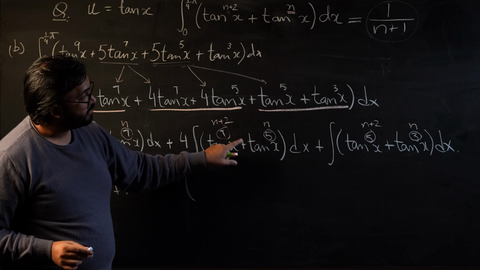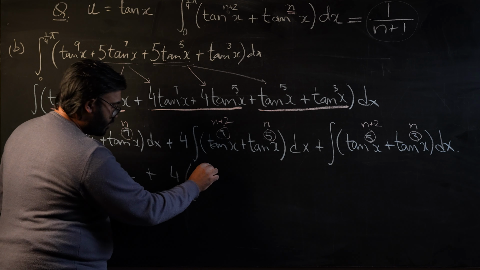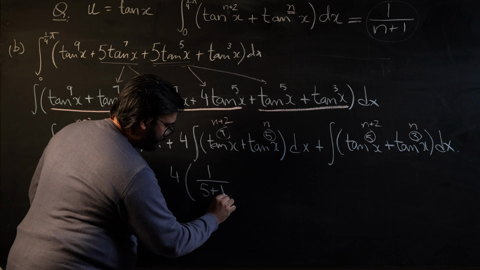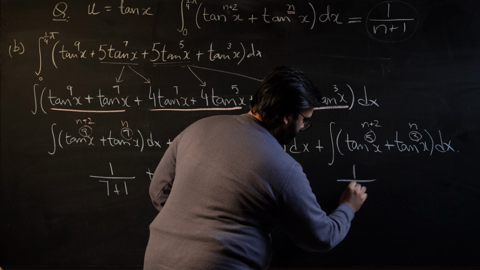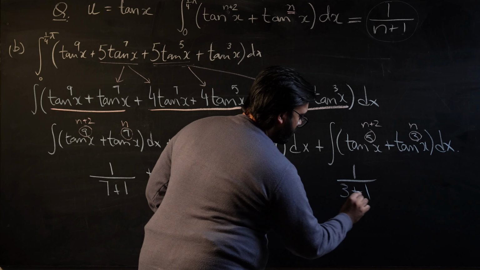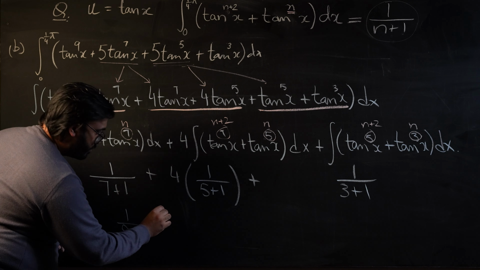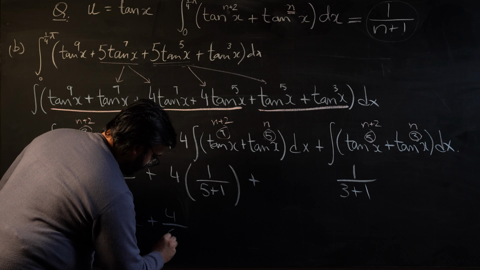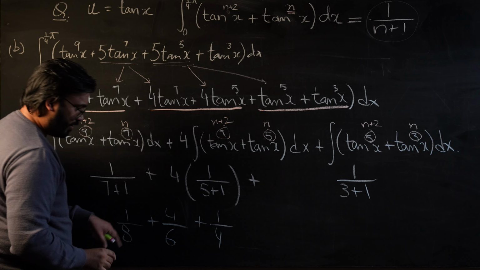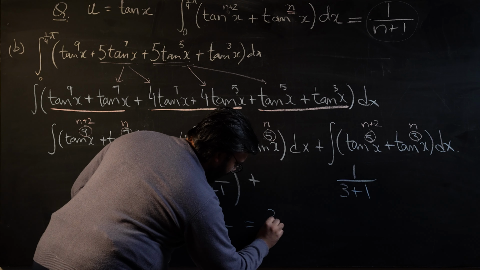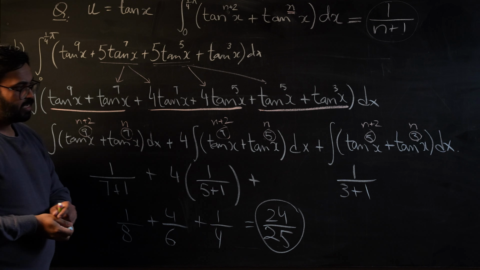So 1 over 7 plus 1 plus 4 times, for this one, this is again following the same pattern. The answer should be 1 over n plus 1. n is 5 over here. So this is 1 over 5 plus 1 plus, for the last one, again 1 over n plus 1, and n is 3 over here. So this would be 1 over 8 plus 4 over 6 plus 1 over 4. And if you add all of them together, I think this gives our final expression, that is 24 upon 25.